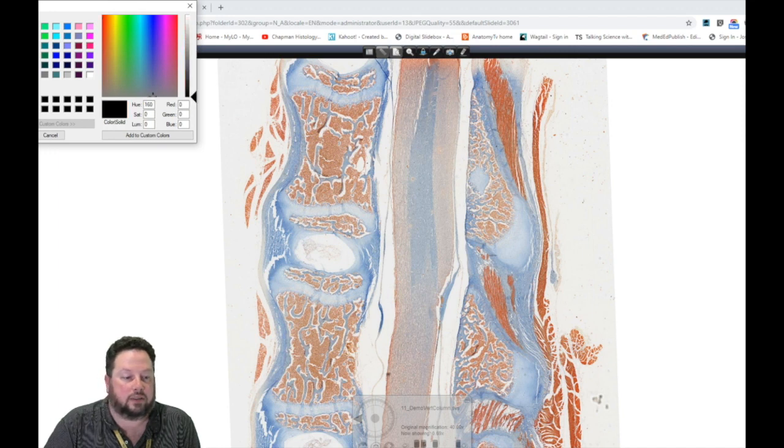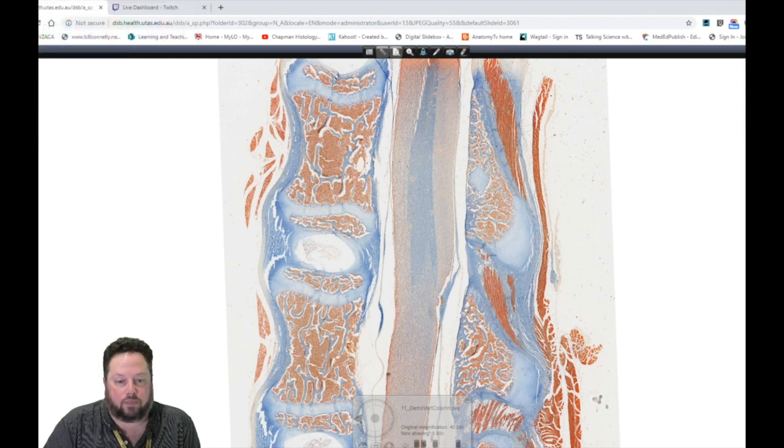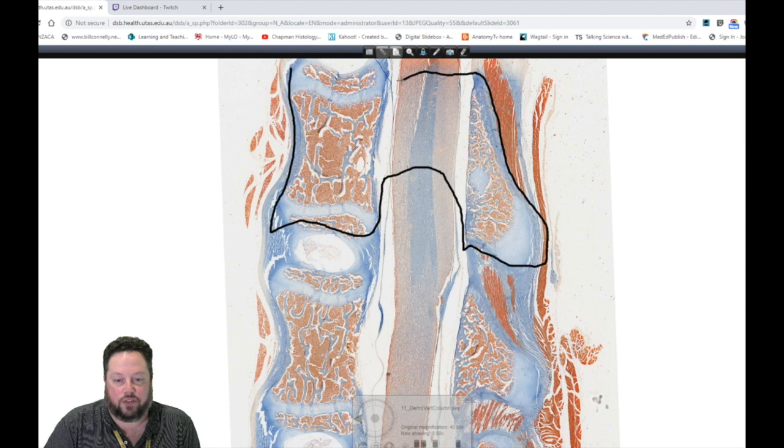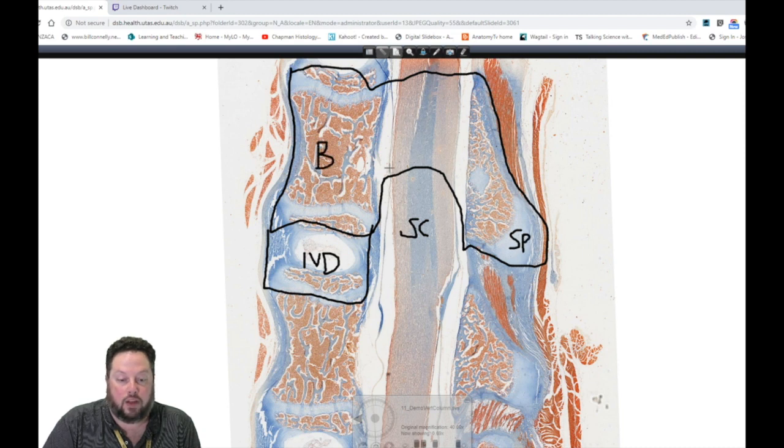So if we think about the structure itself, we've got the body of our vertebra occurring here, and then we have this gap, and then we have the spinous process on the posterior surface. In between, we have our intervertebral disc. So here's our spinal cord, this is our spinous process, and this is the body of the vertebra. Our lateral transverse processes will be coming out of the screen at us, if you like.